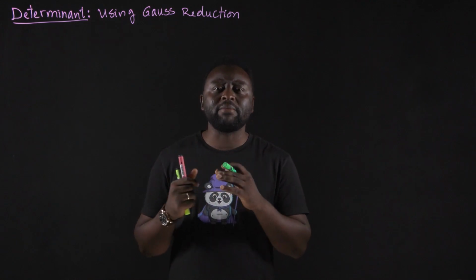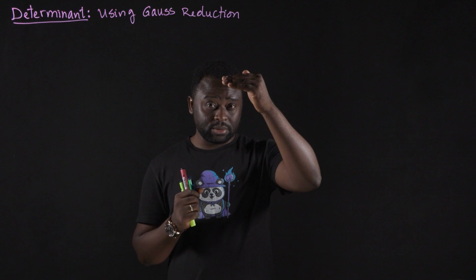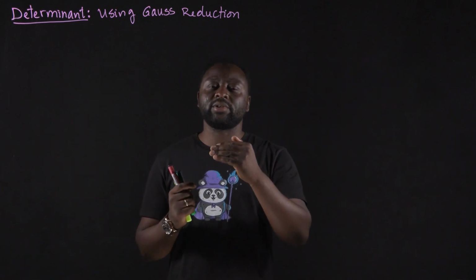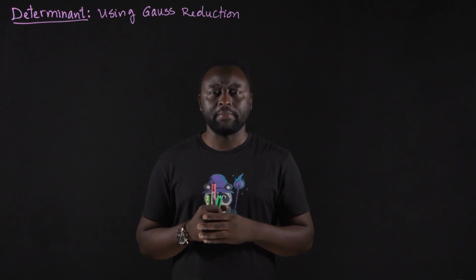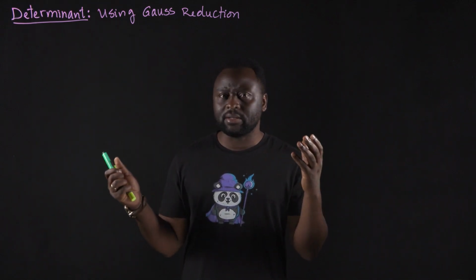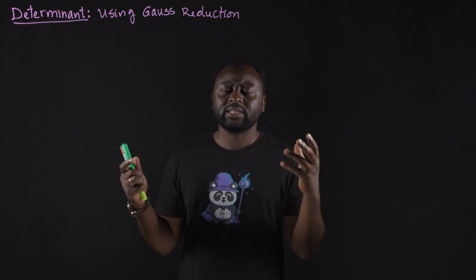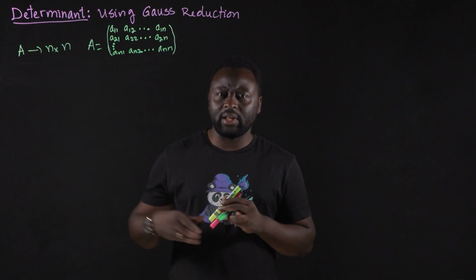If you have an n by n matrix and you want to find the determinant of the matrix, you have to use Gauss reduction to reduce the matrix into an upper or lower triangular matrix. Okay, so first of all, what is an upper triangular matrix, what is a lower triangular matrix, and what is a diagonal matrix? All right, let's suppose that we have an n by n matrix.